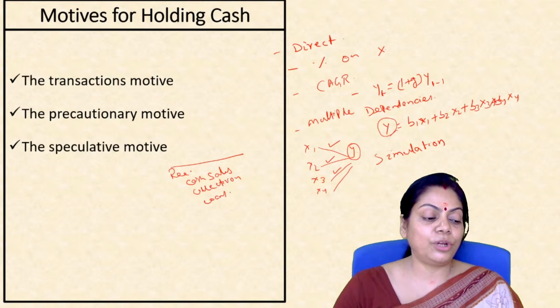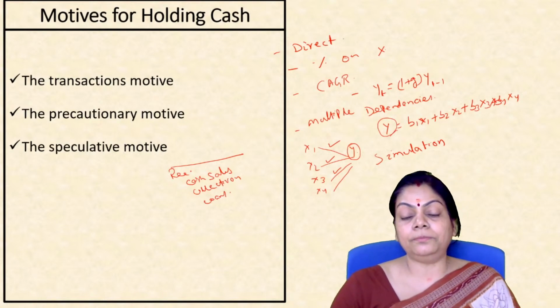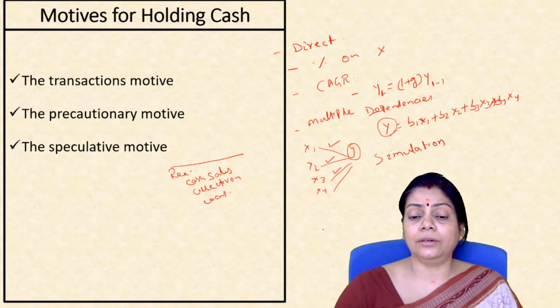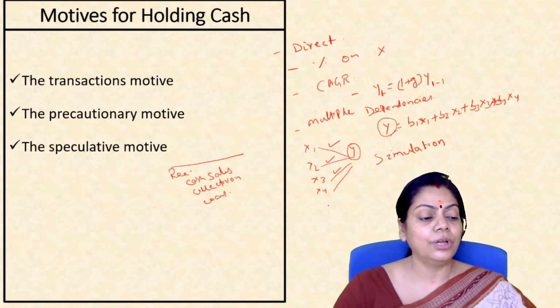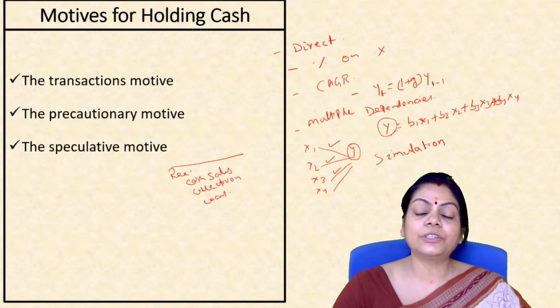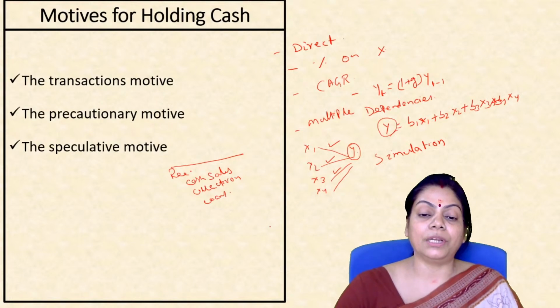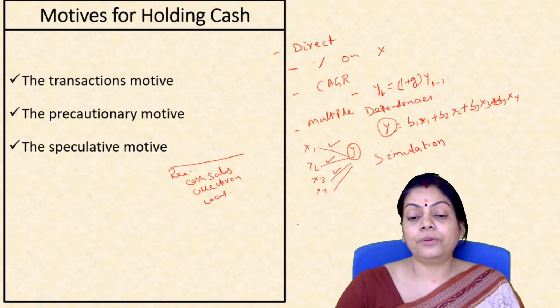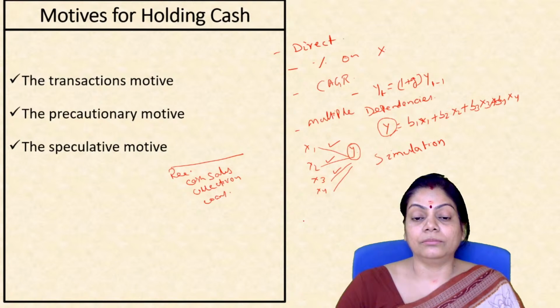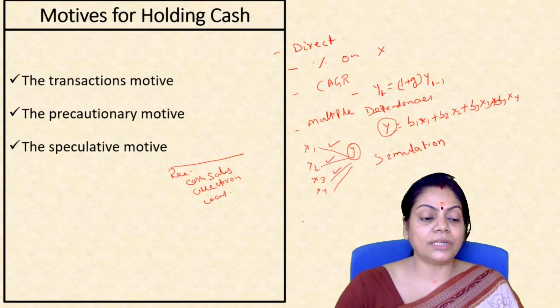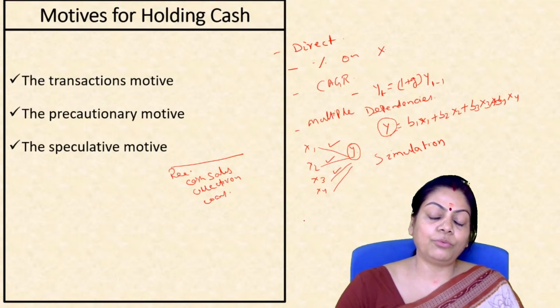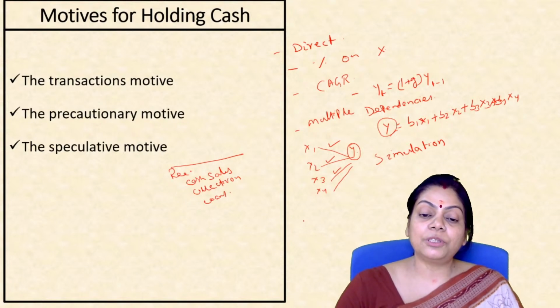Okay, now under the simulation approach, when I'm talking about simulation, I talk about various kinds of scenarios and various kinds of probabilities. For example, let us say you assign some kind of probability. Suppose if event 1 happens, this will be my cash flow.